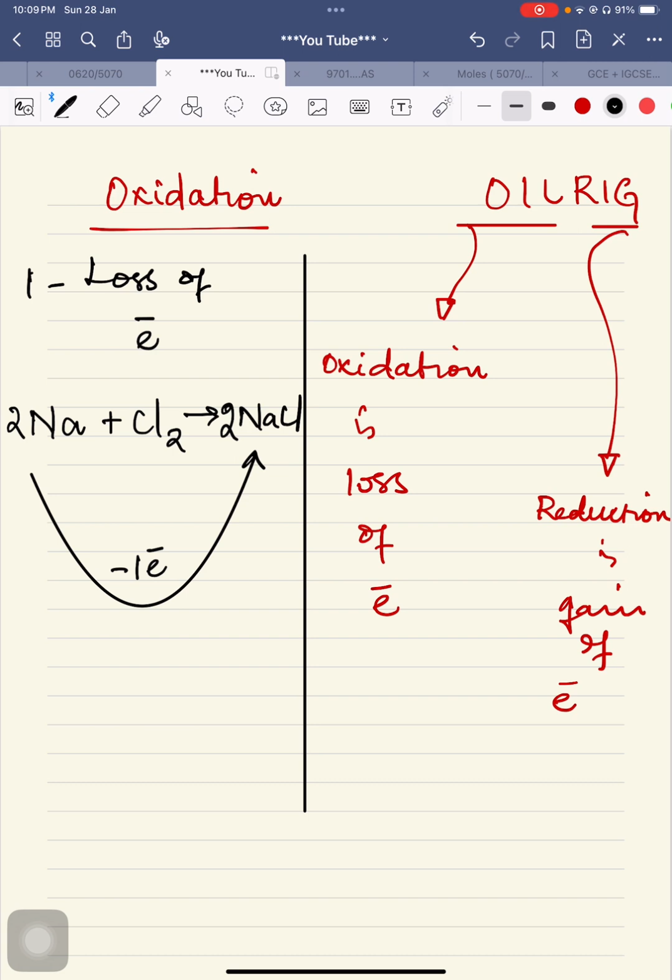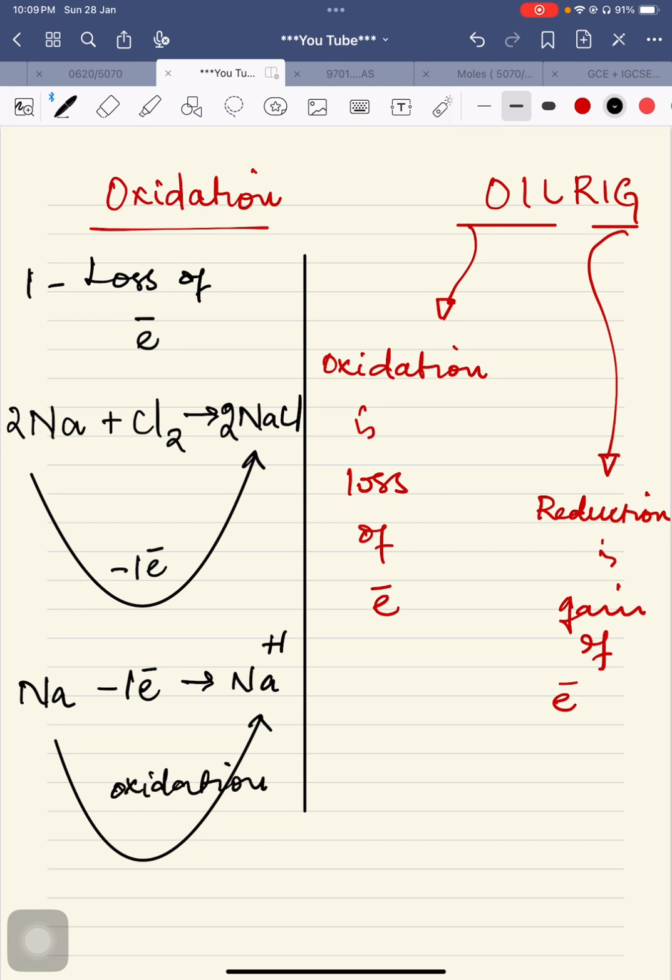Here we can say that as sodium has lost an electron, you can write it like this as well. It is turning itself into a sodium ion. Here we can say that sodium is undergoing oxidation. How? Because sodium has lost an electron. That's why sodium is undergoing oxidation.